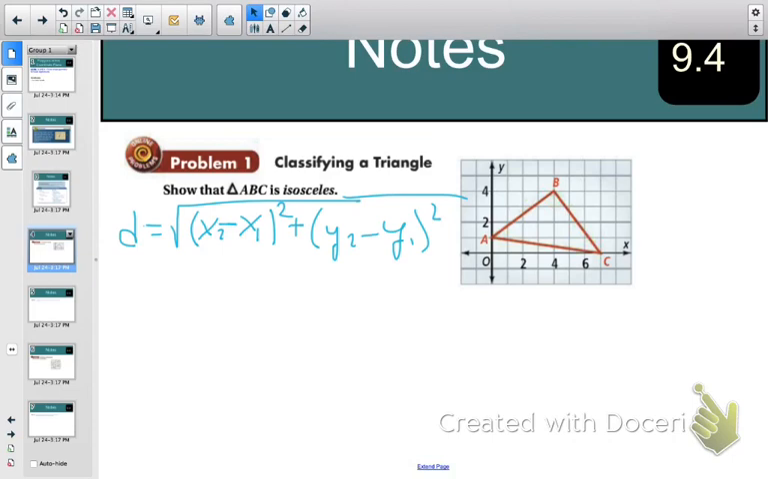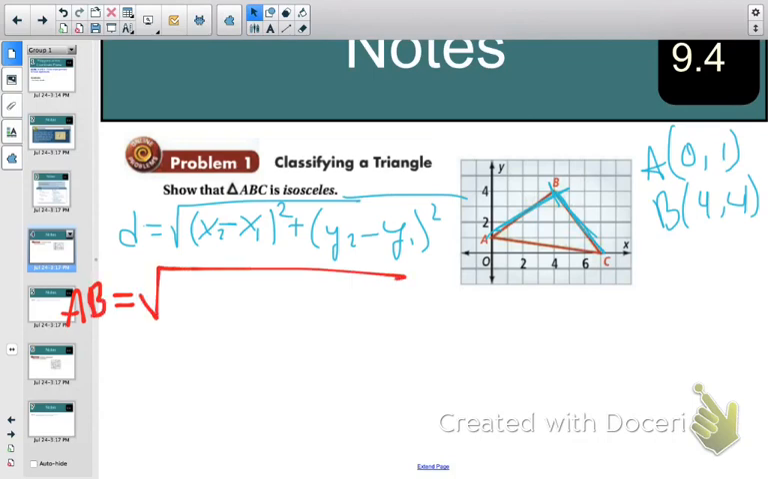So if I look at these, it looks like this side and this side are probably the ones that are congruent. So I'm going to do A and B first. So my coordinates for A are 0, 1. B is 4, 4. So I need to plug those into the distance formula first. So my two x's are these two, 0 and 4. So I should get AB equals square root of 4 minus 0 squared plus my two y's are these two, 4 minus 1 squared.